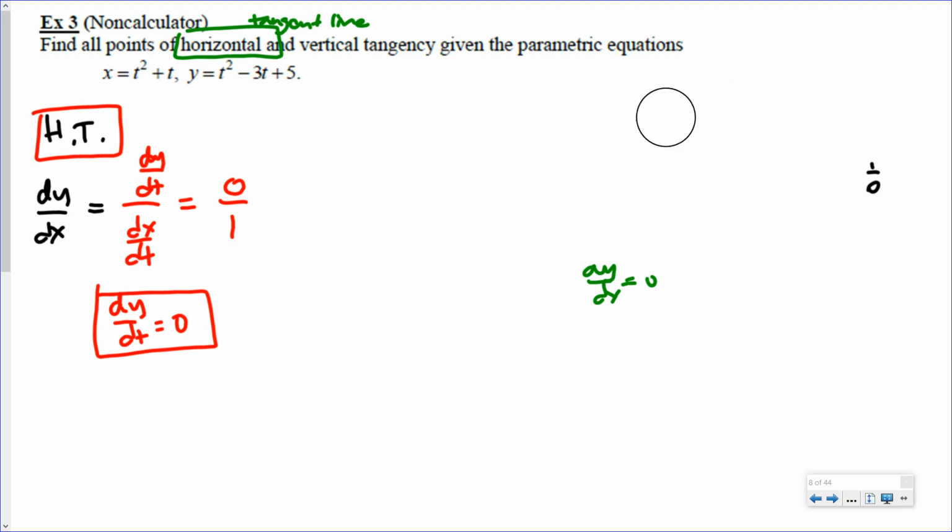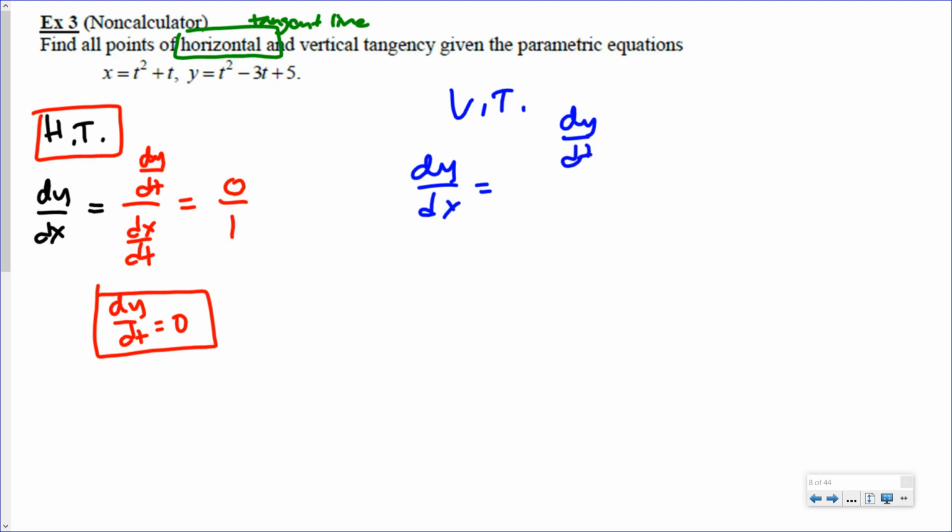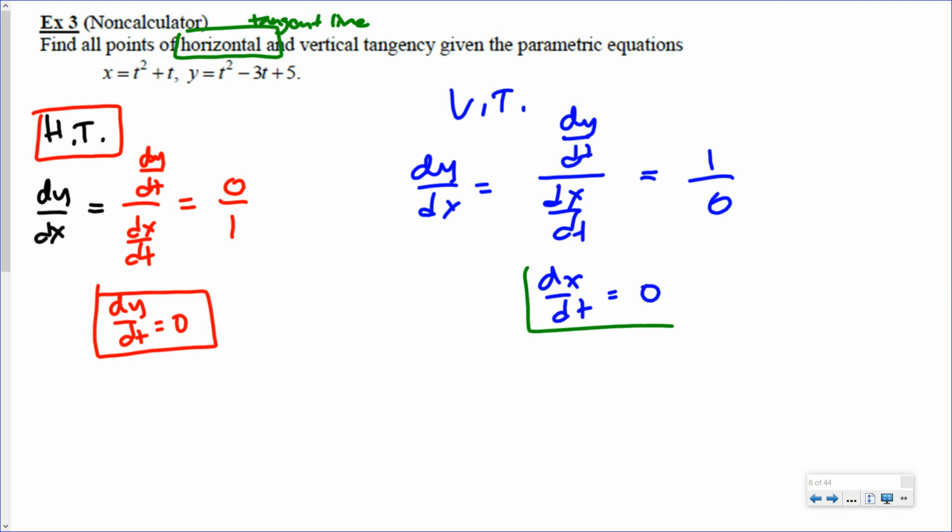Well, what does that mean about a vertical tangent line, do you think? Very good. So on the vertical tangent line, we said that this is going to be equal to 1 over 0. So that means dy/dt over dx/dt, this is for parametrics, is equal to 1 over 0. And if I cross multiply here, okay, then what I would get is dx/dt is equal to 0. All right. Okay, so what I've learned so far is if I'm trying to find vertical tangent lines, I will set dx/dt equal to 0. And if I want to find horizontal tangent lines, I'll set dy/dt equal to 0.